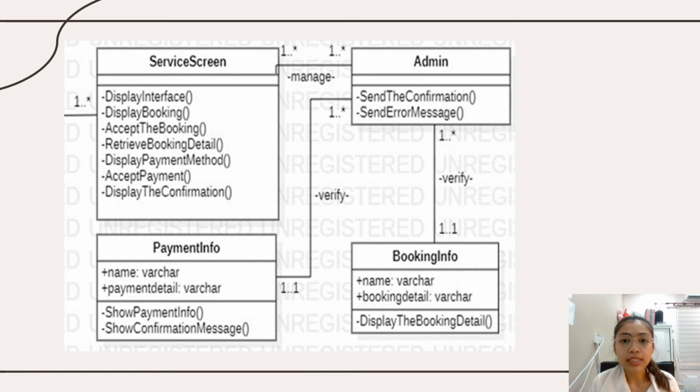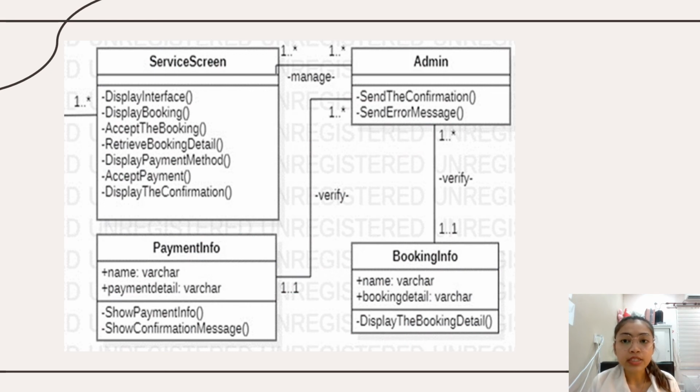For the controller is admin, with operations send the confirmation and send error message. There are two entities for booking page, which are payment info and booking info. For payment info, the attributes are name and payment detail. The operations are show payment info and show confirmation message.